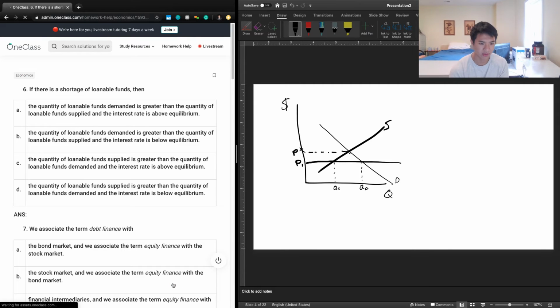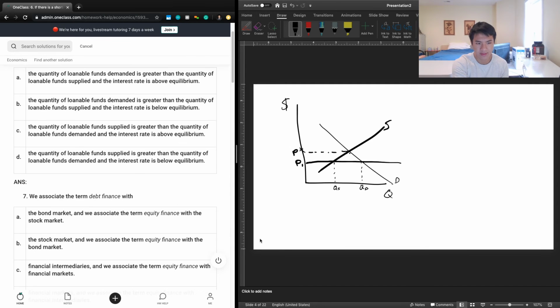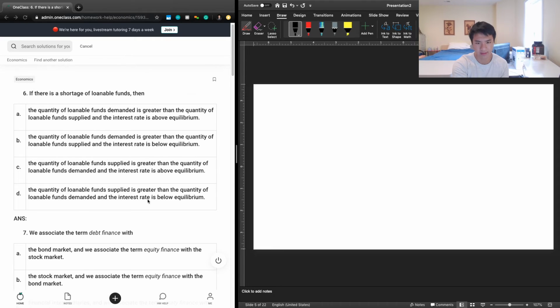Okay, so the next question we have here, I think this all refers to loanable funds. So let's take a look at some of these questions. Number 6 says, if there's a shortage of loanable funds, then which one of the following is true? Quantity of loanable funds demanded is greater than quantity supplied, and interest rate is above equilibrium.